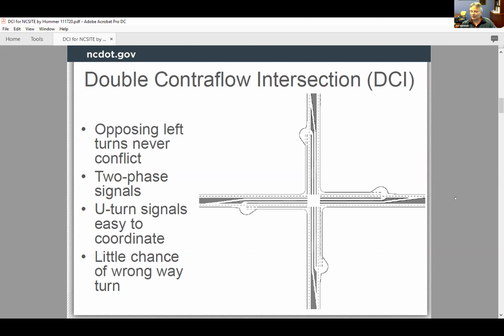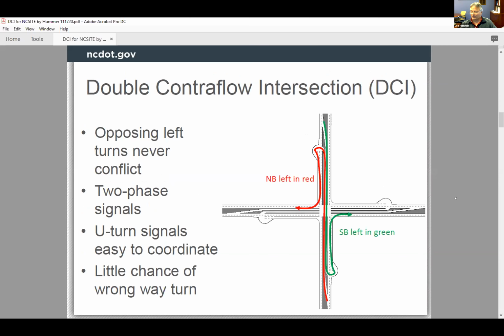The idea behind the double contraflow is to move the left turning vehicles so that they never cross each other. So I tried to show that in red and green on this slide. The northbound left turn in red goes to the left of the southbound left turn, which is in green. So those left turning vehicles never cross each other, never conflict with each other, and there's the extra capacity boost. It's similar to CFI in that regard, where the left turn vehicles never cross each other.